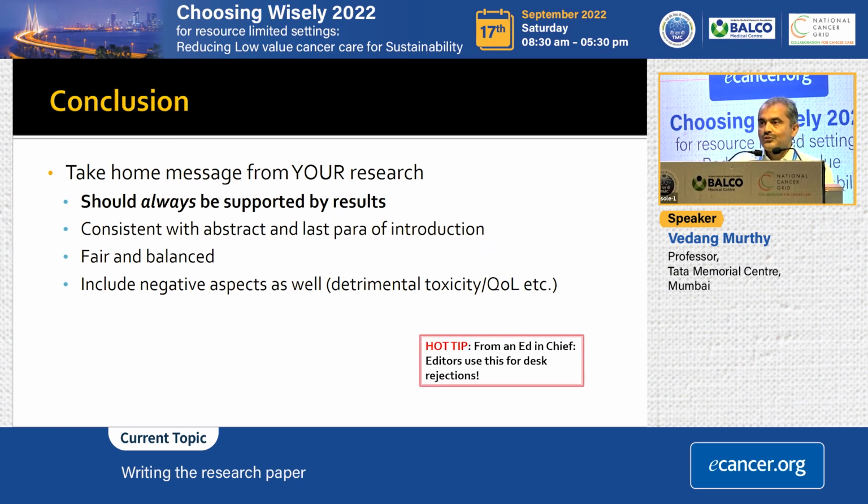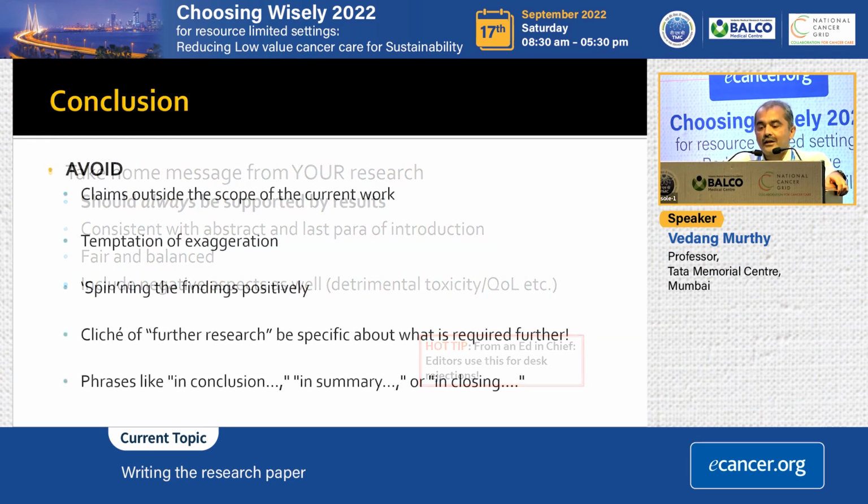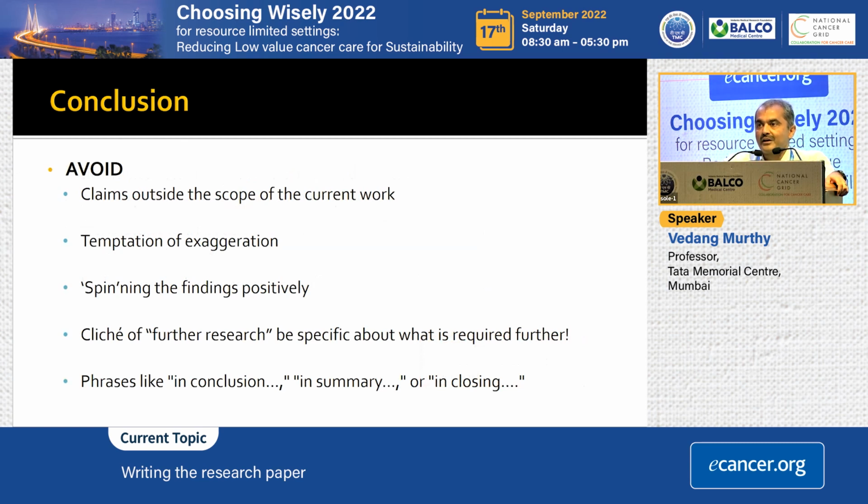They actually use, again, I don't know how true it is, they use the conclusion part to see and use it for desk rejections, to see if it doesn't match up with what you actually claimed you have done. So be careful what you write in the conclusion. And I would avoid claims outside the scope of your work, exaggeration or trying to spin things positively. And my favorite pet peeve, using "in conclusion" or "in summary." Of course, we are writing a conclusion, so it is going to be "in conclusion." So these are small things that you evolve over time.